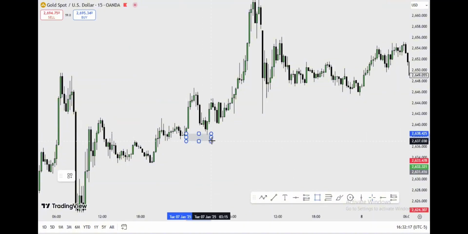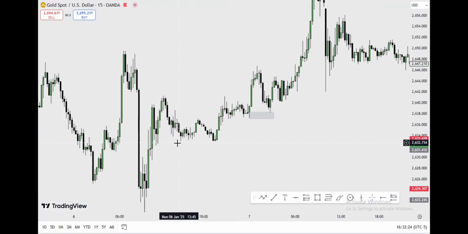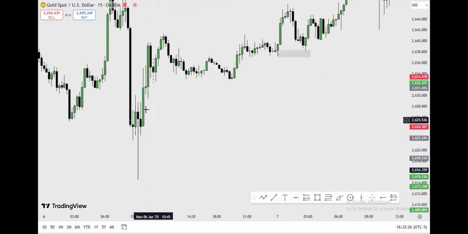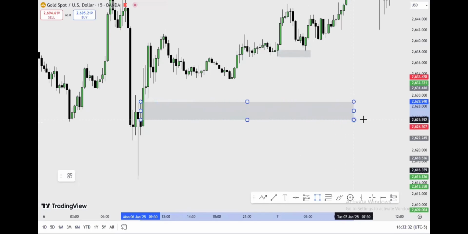All right, now look at another example of a rejection block. You can see it. Another example of a rejection block. Now, the one I'm talking about here, look at it. See this type of candle. You will see me marking the wick of this candle, and not the body. This is the rejection block. But when the body is included, it becomes another block.